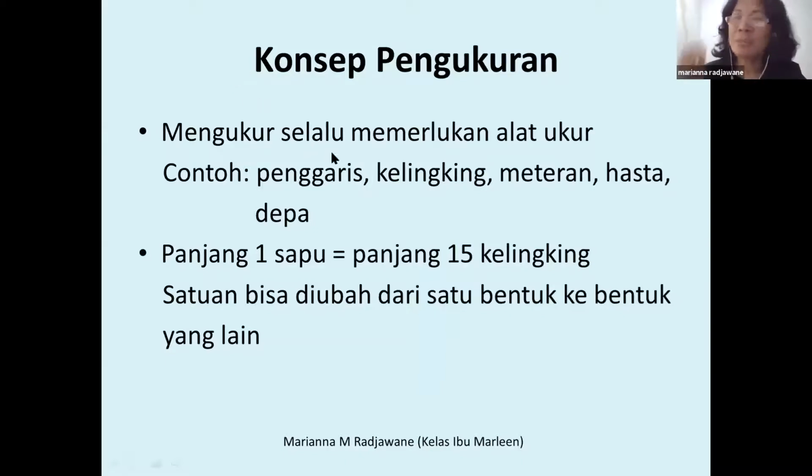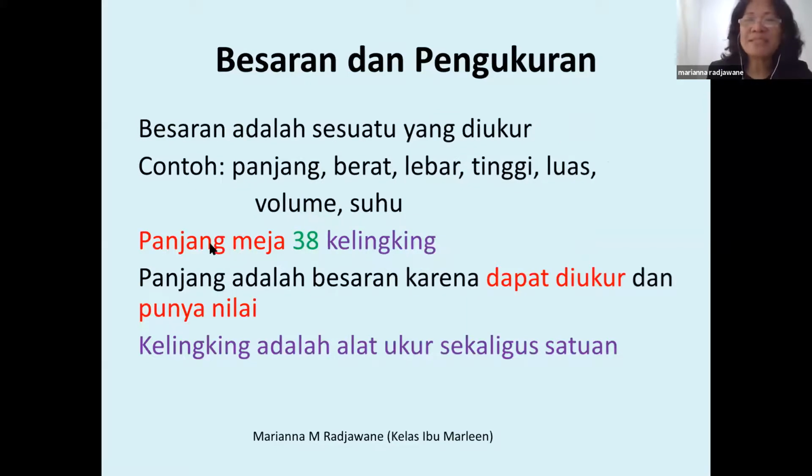In order to measure, you need a measuring device. And then you can convert one unit to another unit. So after doing those things, then we will discuss the concepts of measurement. Then I write it once again. See, the length of the table is 38 little fingers. And then I emphasize once again what the physical quantity is. Length is a physical quantity because you can measure it and it has a value or magnitude. But be careful: the little finger is the measuring device, but also a unit, because you just use your little finger, right? So this is the way to construct their understanding about the concept of measurement.